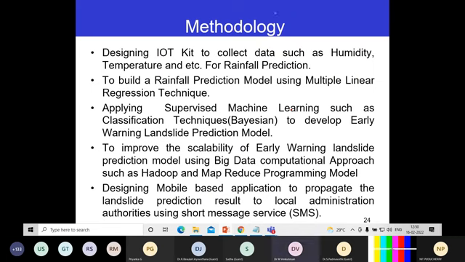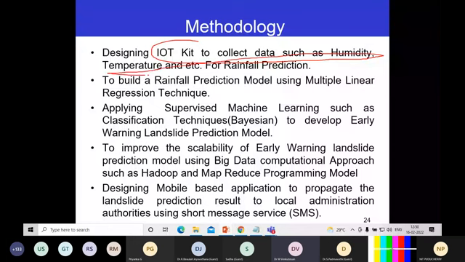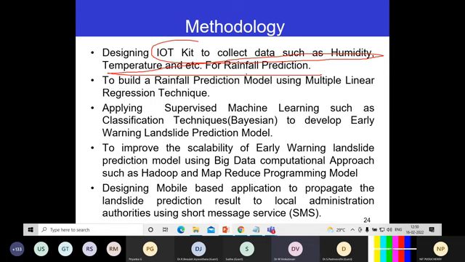So the idea is designing an IoT kit to collect data such as humidity, temperature, and so on for rainfall prediction. Okay, and you have to see already there are a lot of models out there. People are working on it. You have to see how your model is going to differ. That is very, very important. Okay, so here we have proposed a machine learning technique by using multiple linear regression.